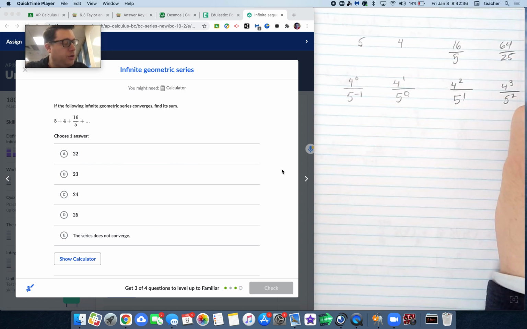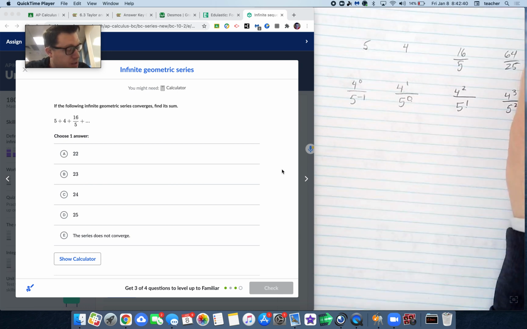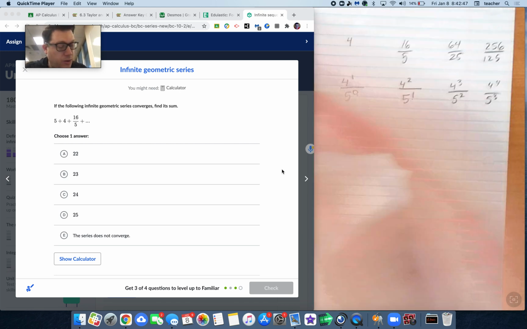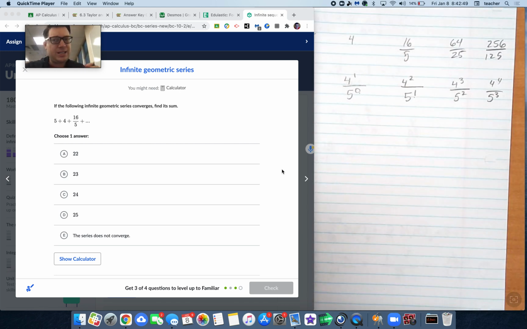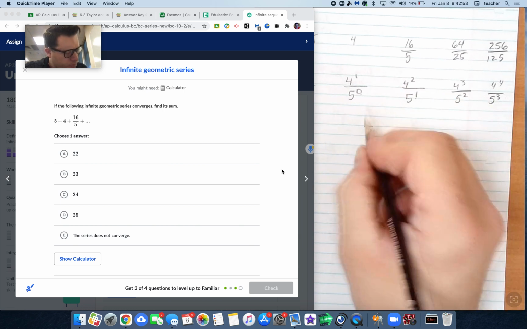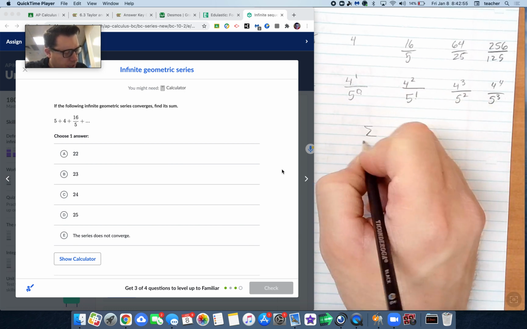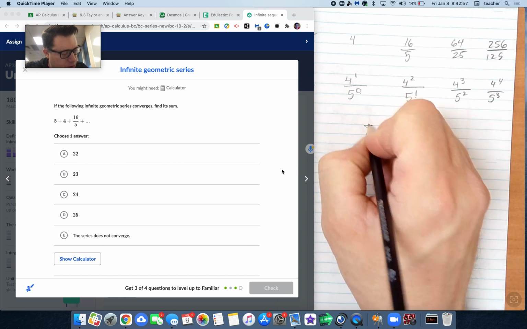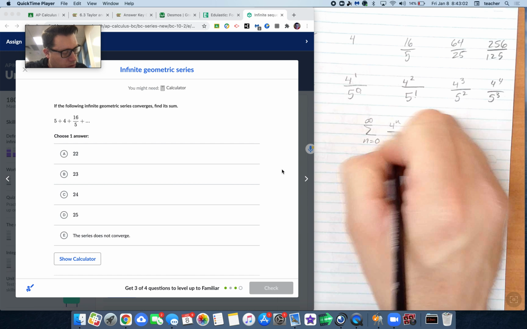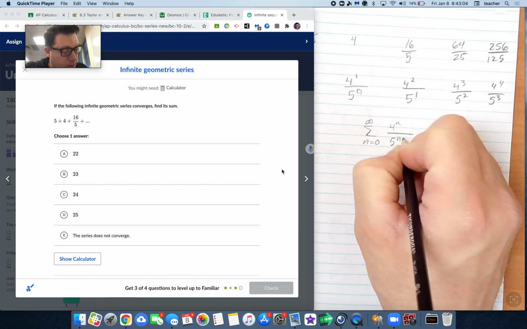4 to the fourth over 5 to the third. Gosh, can I do that one? I think it's 256 over 125. And so we're able to continue generating new terms of the sequence. I therefore think that this sequence is generated by the sum from n equals 0 to infinity of 4 to the n over 5 to the n minus 1.